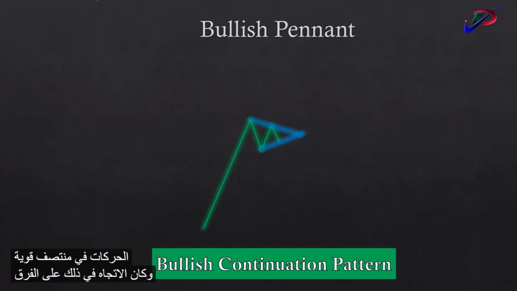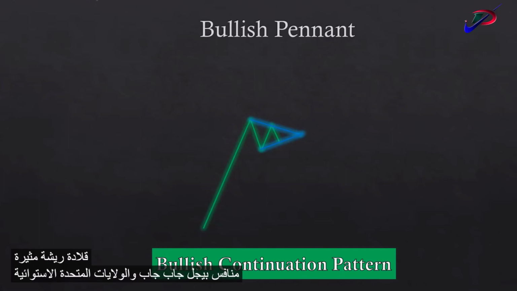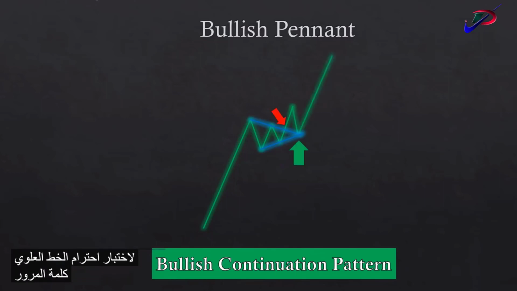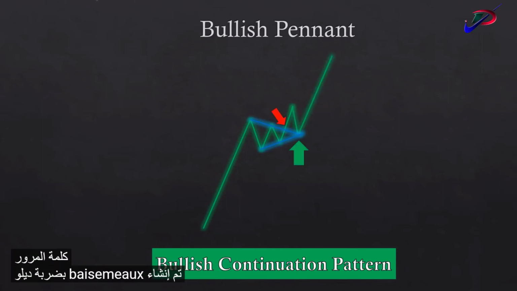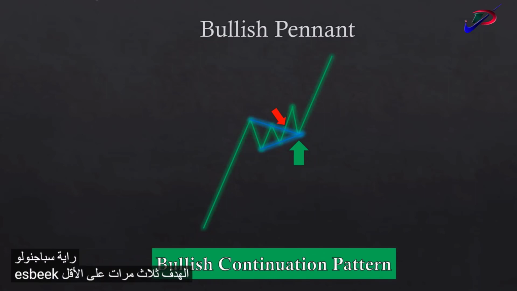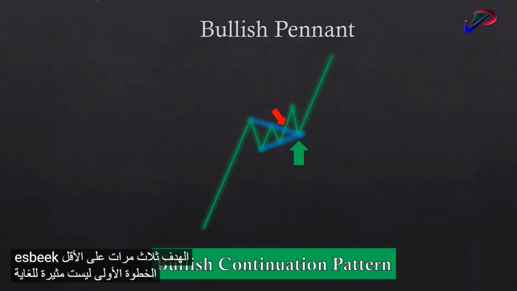Once again, the only difference between bullish and bearish pennants is the direction of price before and after the pattern. In a bullish pennant, price will be going up and a pennant will appear. Once price breaks the upper line and retraces back to the upper line to test it as support, a buy signal is generated with a stop below the lowest point of the pennant, and a target at least 3 times as big as the stop.